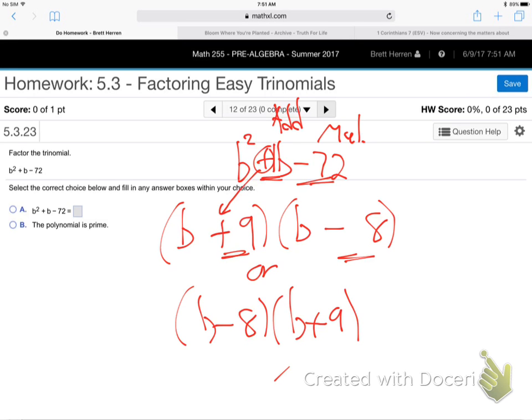Is that good? You always know, by the way, if that last sign's negative, how do you multiply two things and get negative? You gotta have one positive and one negative. And if that last sign was positive 72, how do you multiply two things and get positive? Two positives or two negatives. They gotta be the same, whatever they are. Not a mix. You can kind of know that, and that'll help you. All right.